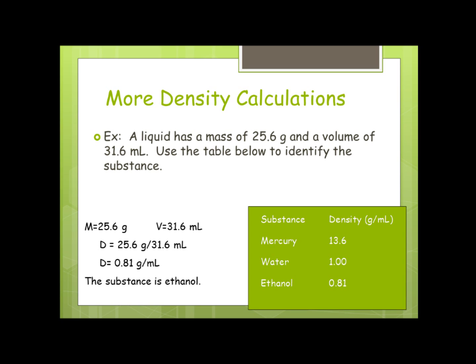And all we have to do is compare our answer to this chart to see which substance we are looking at. And since we got 0.81 and the density of ethanol is 0.81, we know that the liquid they're talking about in the problem is ethanol. Okay, so hopefully that makes sense to you. If it does not, this would be a great time to write some questions on the left-hand side of your Cornell notes so that when we talk about it in class, you know what it was that you had a question about.